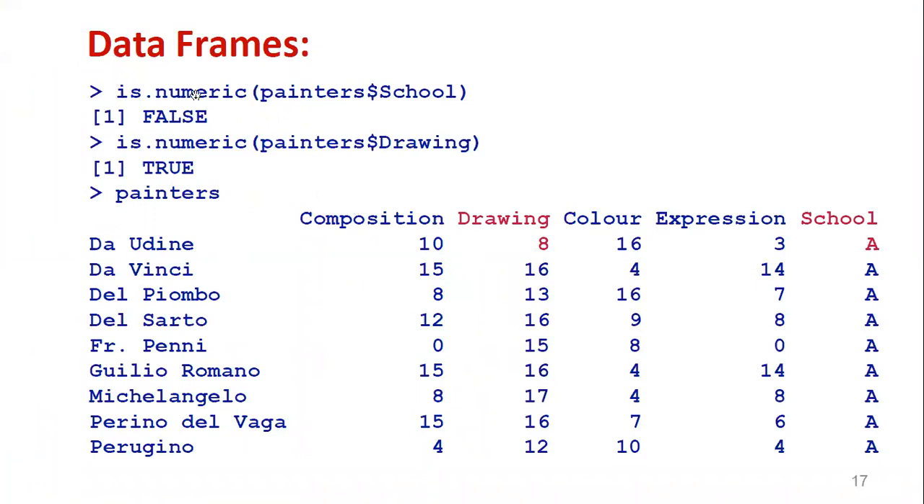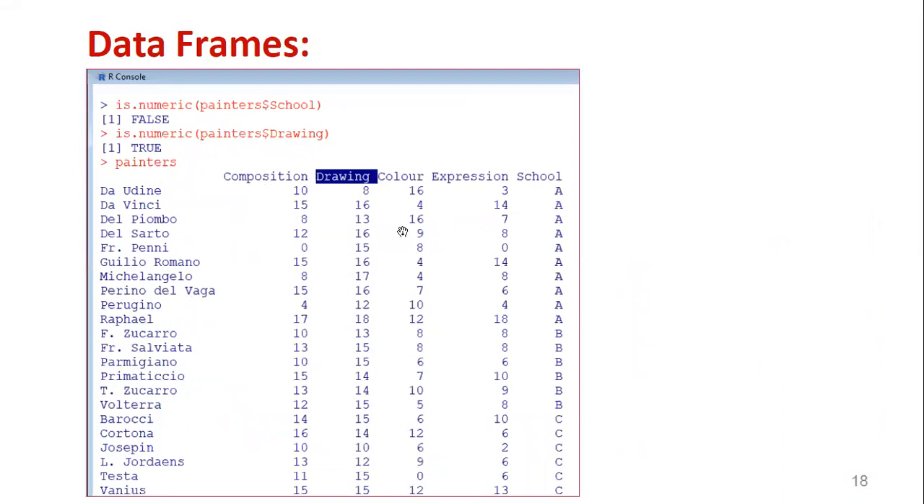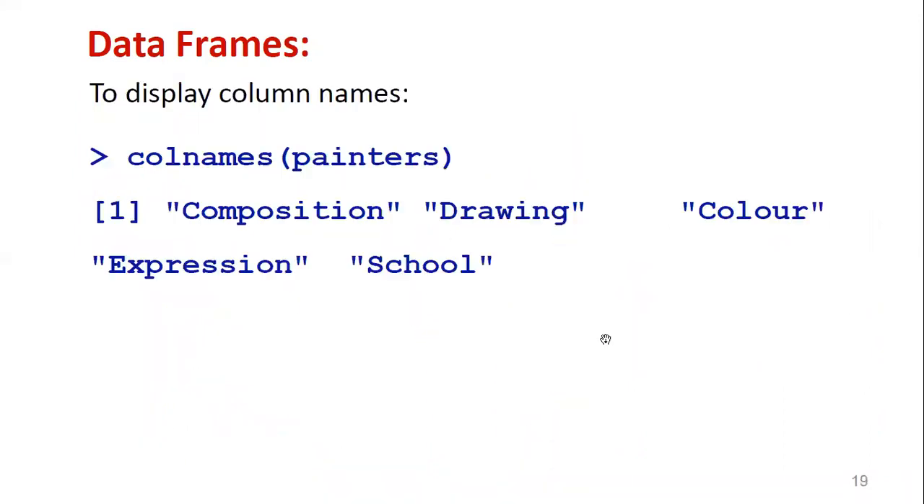Here you can see whatever we demonstrated. Painters$school, painters$drawing. If it is a factor, it displays true, otherwise it displays false. Here, highlighted, you can see the same demonstration that we saw. So the same output is pasted here. Then similarly, earlier using row names, we displayed all the rows of the dataset painters.